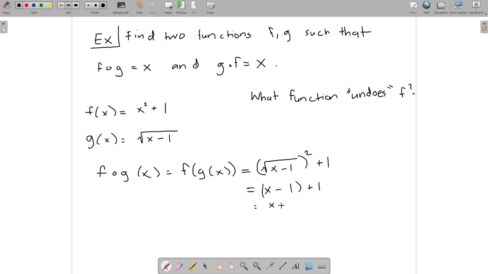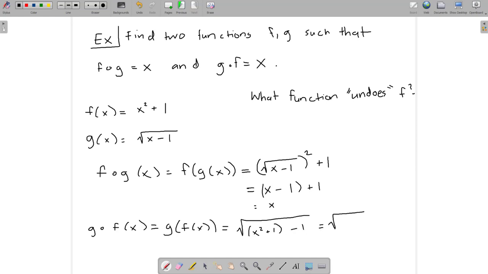And then we have to check that it works the other way as well. So checking that g of f of x also gives me x. So g of f of x is, instead of x, I'm plugging in this f of x here, so square root of, instead of x, I put x squared plus 1, and then minus 1. So I can drop these parentheses, there's no exponent or anything that I have to deal with.